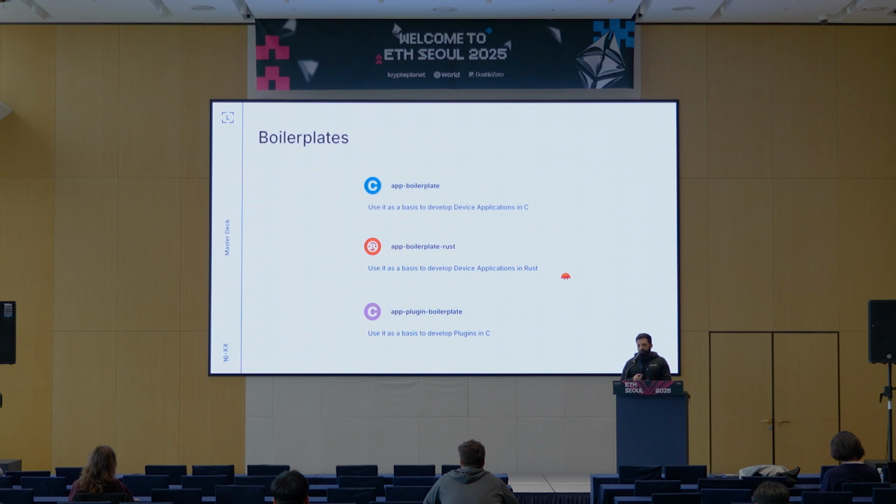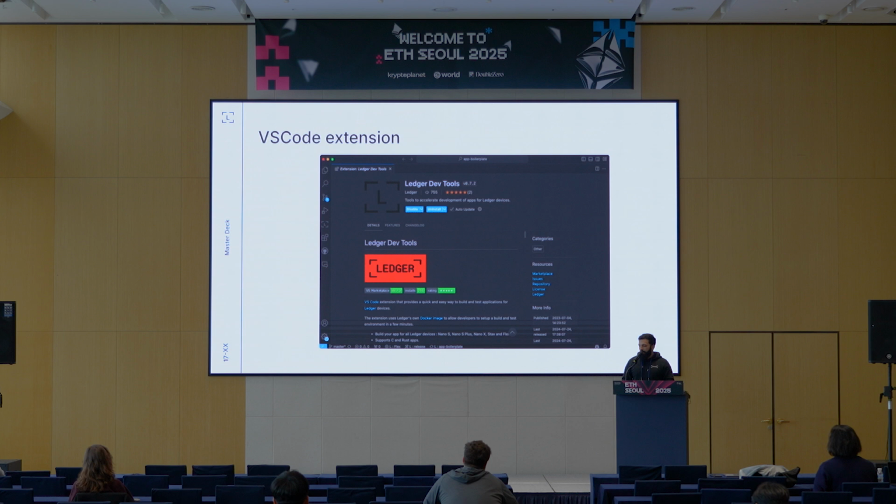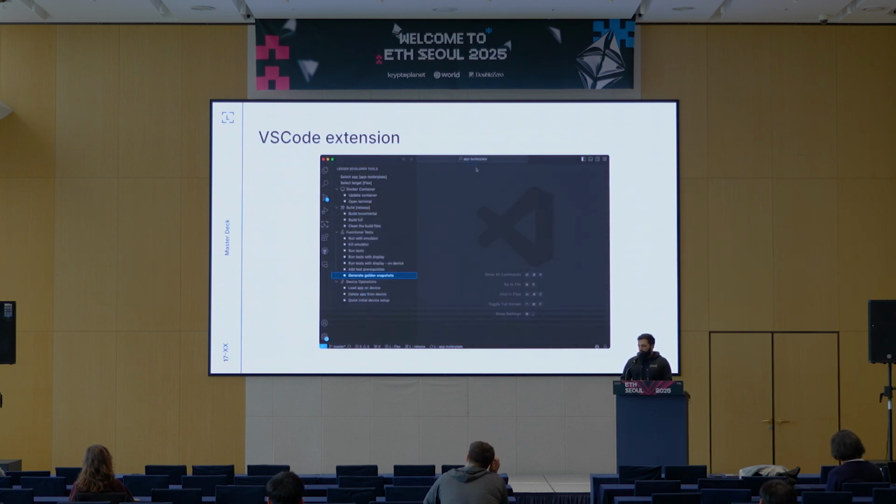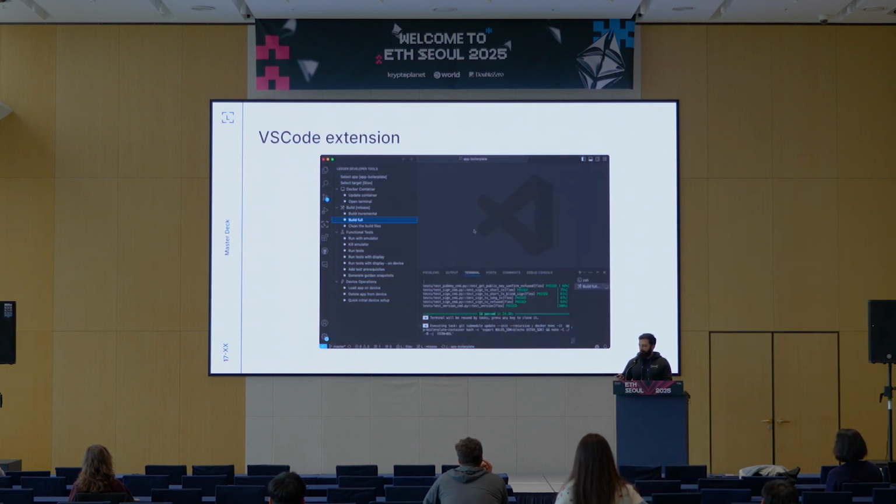As I said, we provide a few boilerplate applications. Depending on if you're a blockchain foundation or a dApp, you will leverage one of these. The first two are for device applications that interact directly with the chain, in C or Rust. And the third one is for dApps, for example, that would like to leverage Ledger hardware devices, and it's coded in C. This is a quick screenshot of our Ledger Dev Tools on Visual Studio Code that you can install right now and begin to play with.